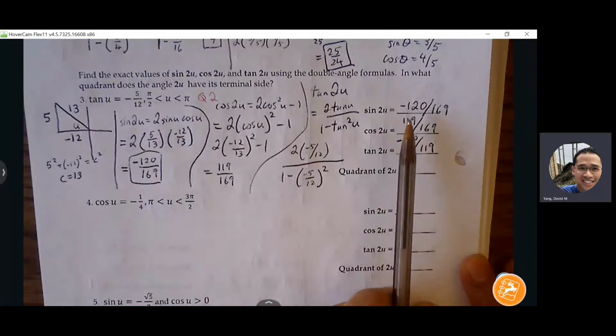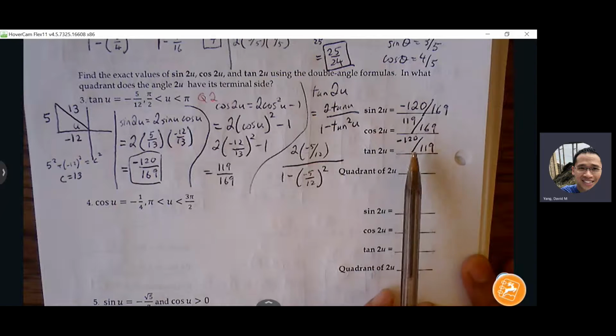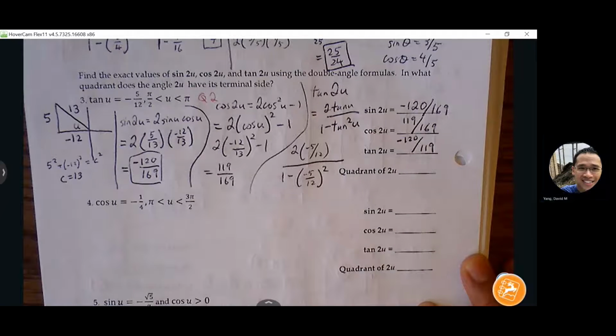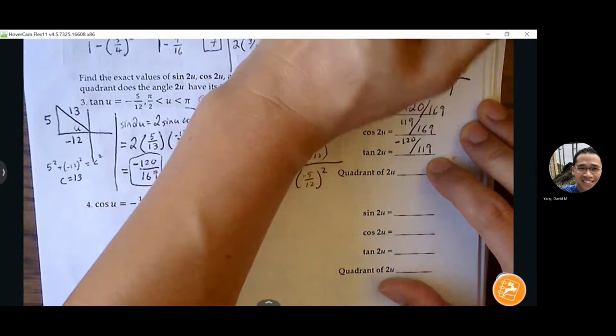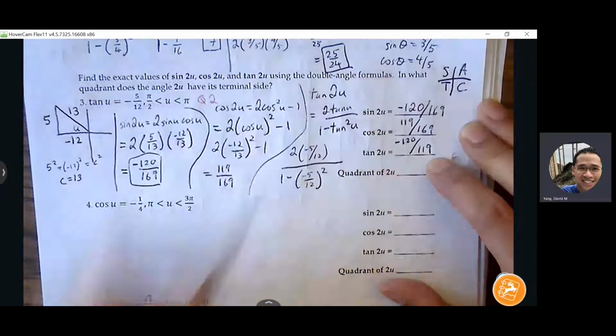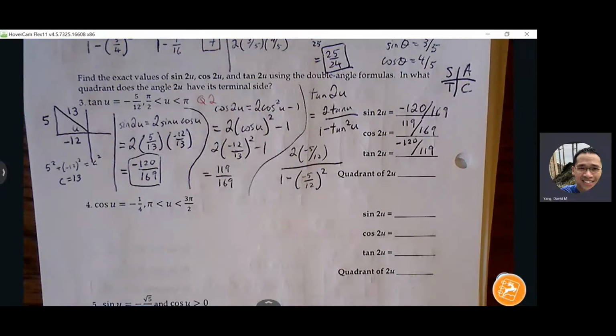All right, what can we conclude here? Sine is negative, cosine is positive, tangent is negative. Which quadrant must we be in? Fourth, yeah, fourth quadrant is the only quadrant where cosine is positive and everything else is negative.